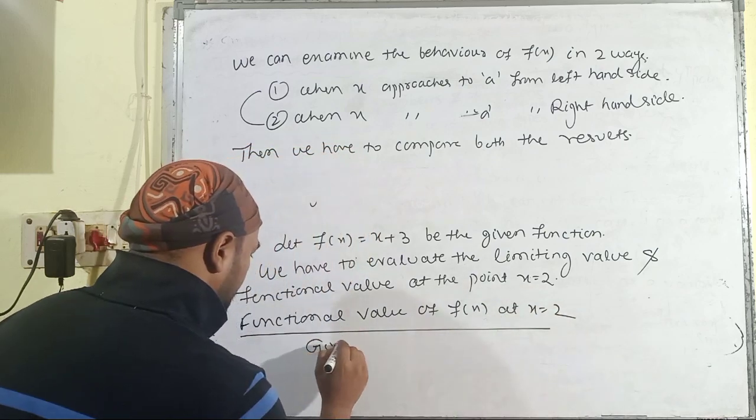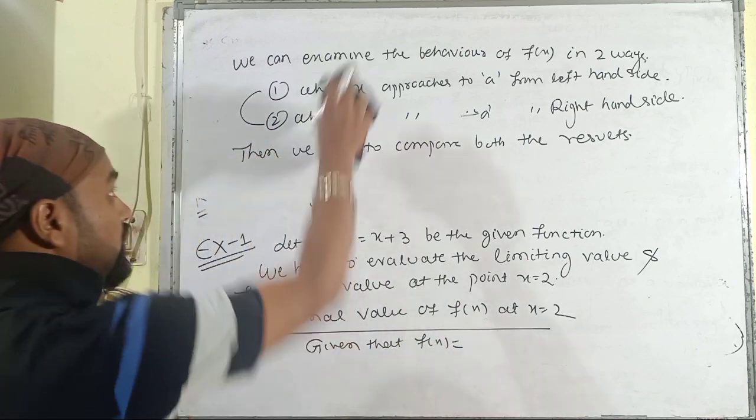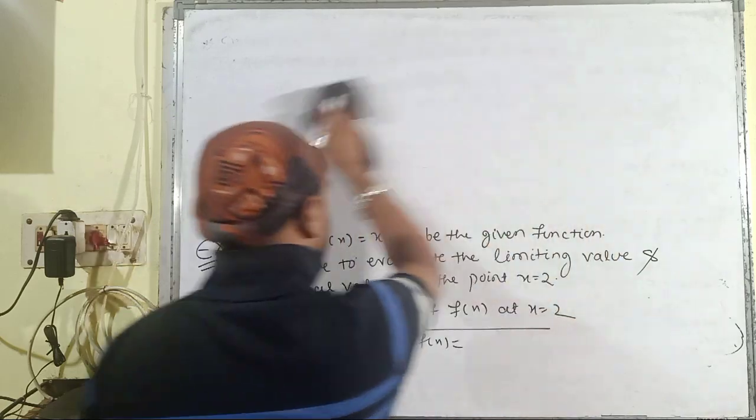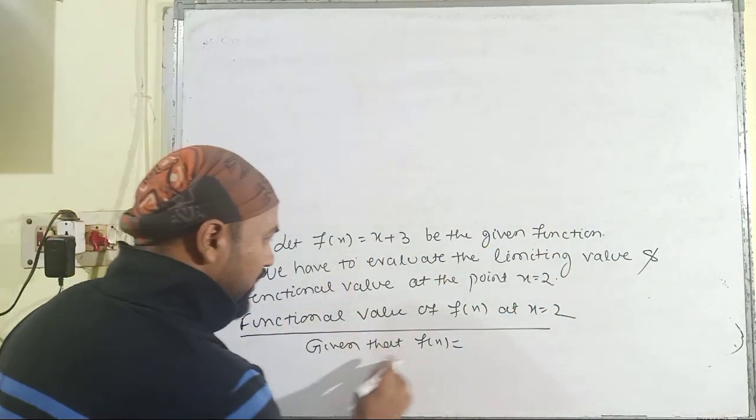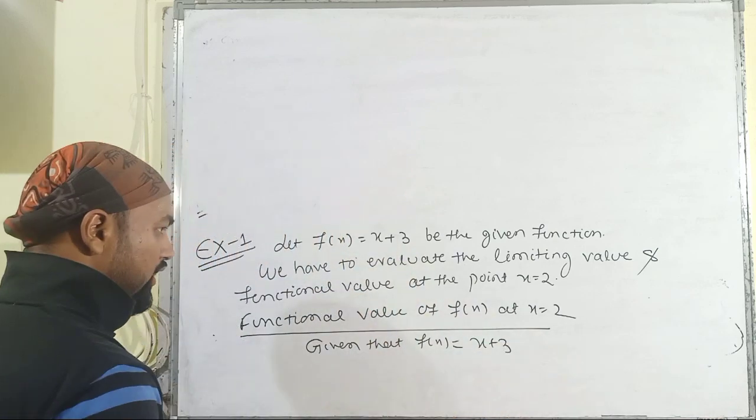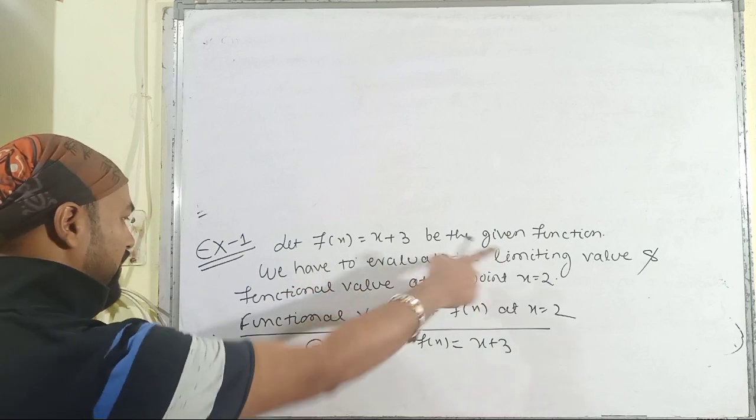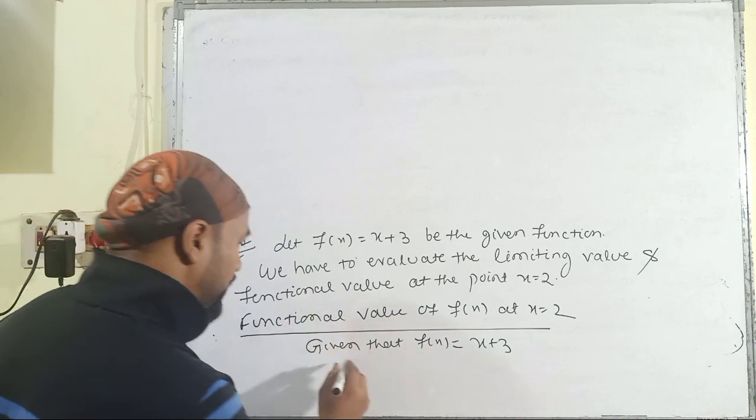Given that f of x is equal to, these are the notes, and here is the problem, and the procedure is here. Given that f of x is equal to x plus 3, the function is given by x plus 3, and we have to evaluate the limiting value as well as the functional value. Let us first start from the functional value.